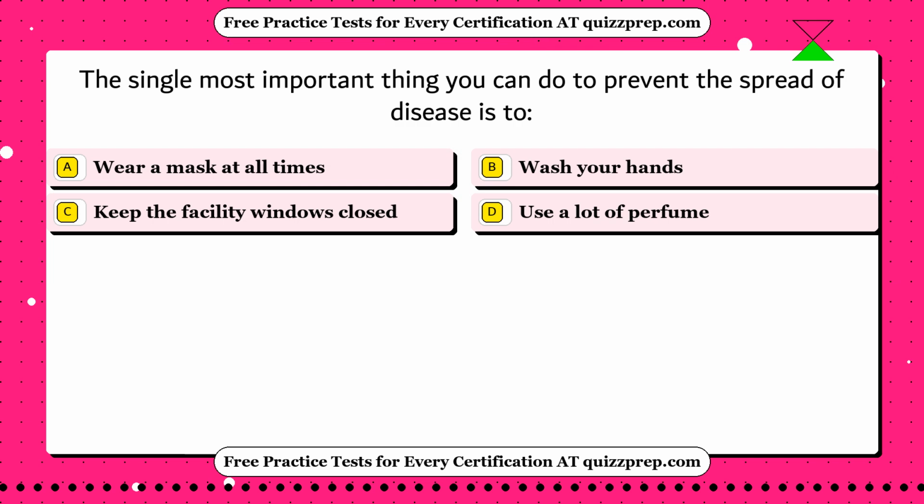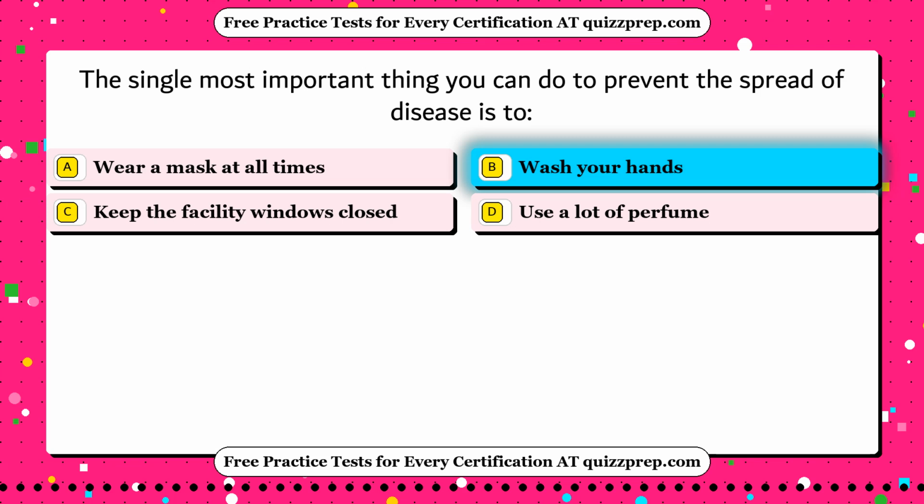Question 51. The single most important thing you can do to prevent the spread of disease is to: Option A. Wear a mask at all times. Option B. Wash your hands. Option C. Keep the facility windows closed. Option D. Use a lot of perfume.